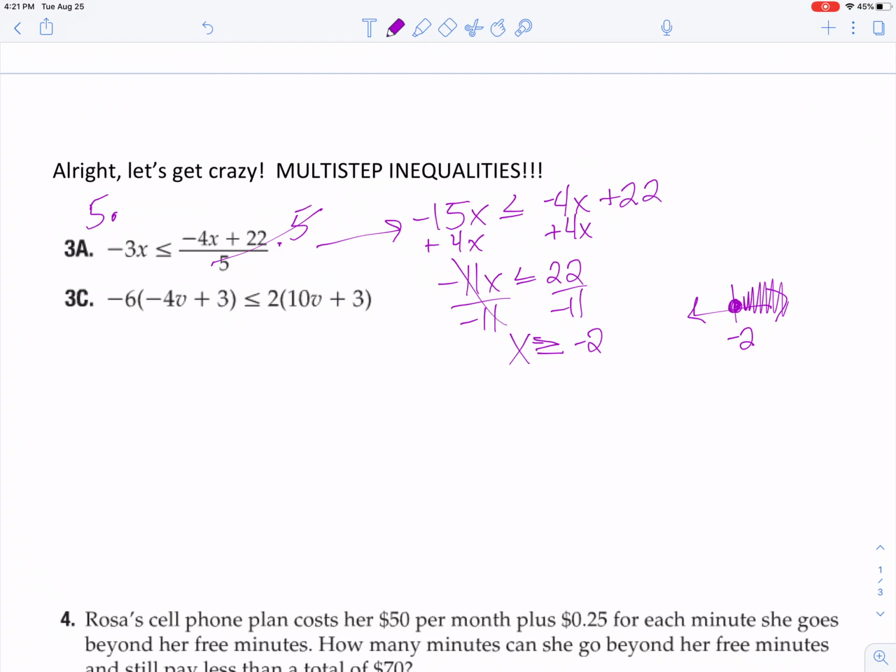3C just shows that you can distribute. Notice that I am on the left side multiplying by that negative 6, but I'm not going to the other side of the inequality sign. So I do not have to switch the sign. It would just be 24v minus 18 is still less than or equal to 20v plus 6. And then I could solve from there.